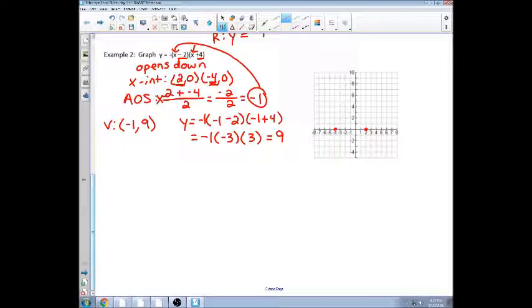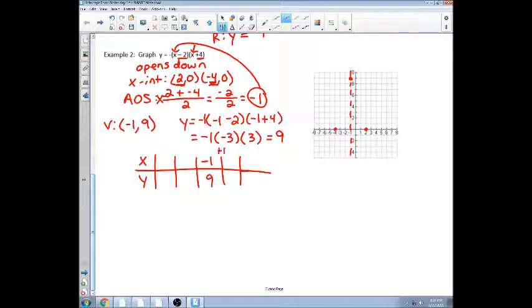So go here to -1, +9. Make a point. Remember to make our dotted line for the axis of symmetry. What was the next step on every other form that we've ever done? It's to make a table. So x, y. Put our vertex in the center.